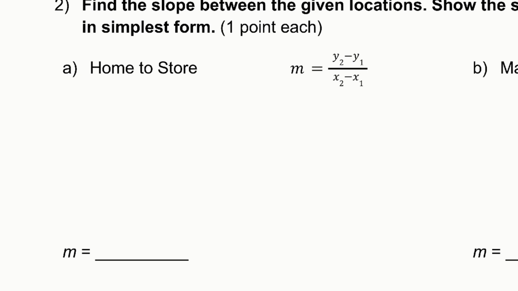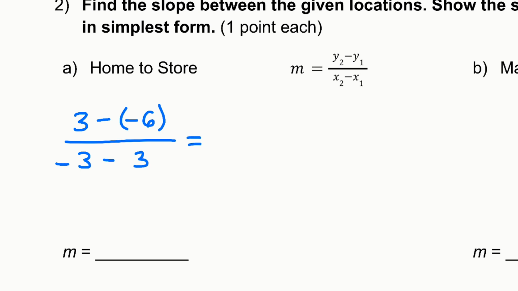And so from the home to the store, I'm going to take y from the home minus the y from the store. And I'm going to take the x from the home minus the x from the store. When you do this, you're going to get 9 over -6, which will simplify to -3/2. It's going to be emphasized too during this to use improper fractions. That's what I'm going to use. That's what we did on the tasks. So that's what I expect to happen.